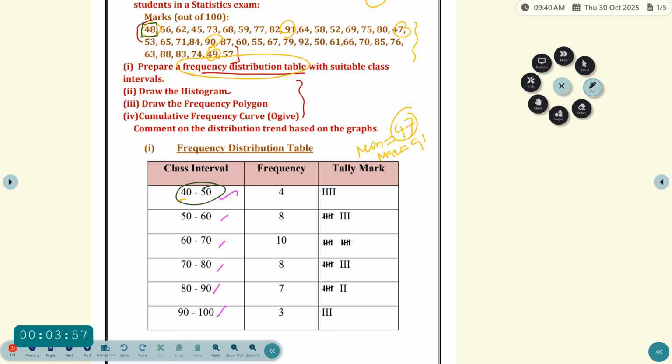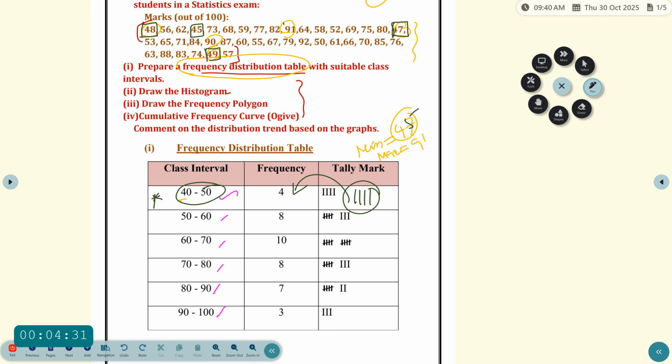What are the observations that lie from 40 to 50 here? 47, then 47, next 49, next 45, next 45. So 45, 47, 49, 48. There are 4 observations between 40 and 50. So we put 4 tally marks here. Then what is the count? 4. So this 4 appears in the frequency column.